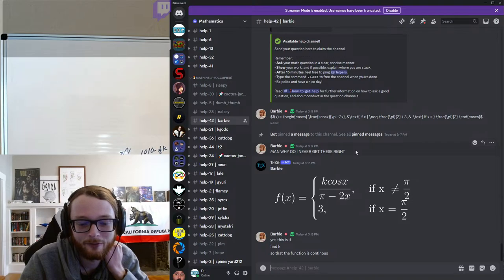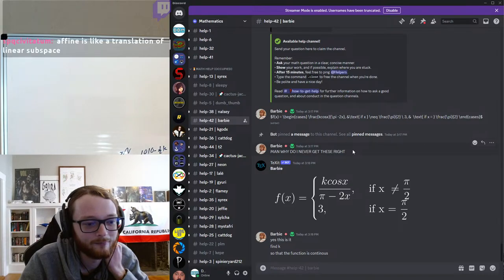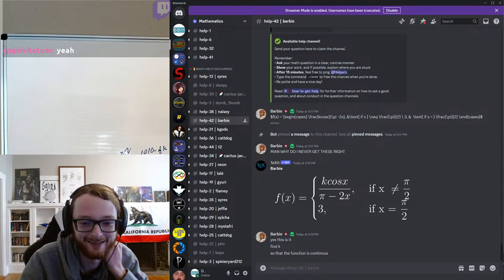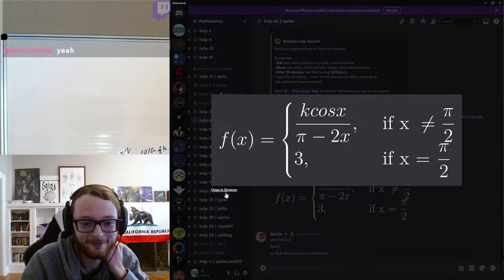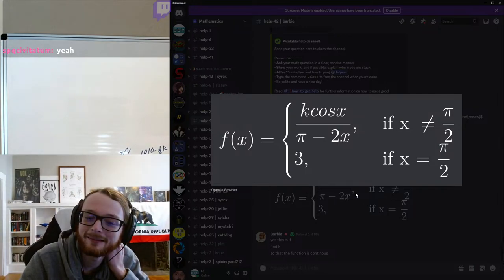Find k so that's continuous. It's like a translation of a linear subspace. Oh, like, so it doesn't go through the origin? Necessarily? Okay. I still don't know how to do that problem, because I'm not good with linear algebra. That's good to know, I guess.